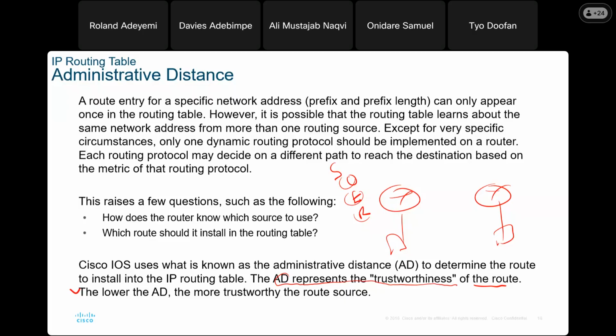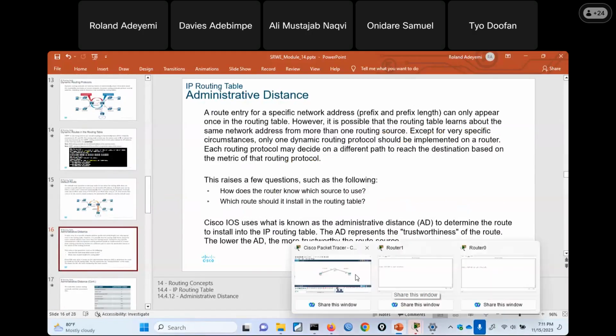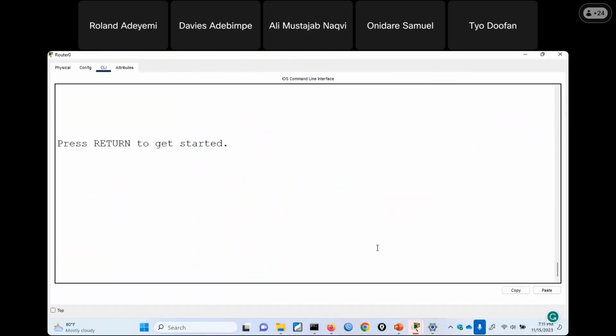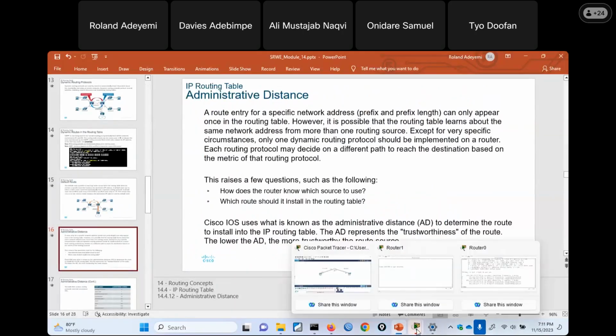Good. So now in our router, we saw administrative distance the other time. Let's go back to our router. Is it in the router? Show IP route. Oh, no, not here. I think it's on my slide. Now, why don't I have administrative distance here?